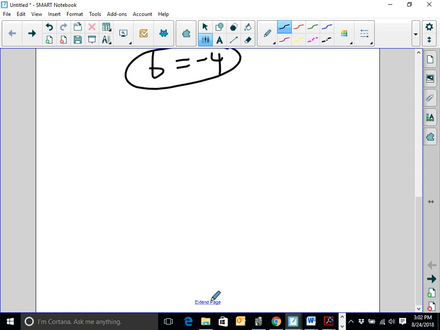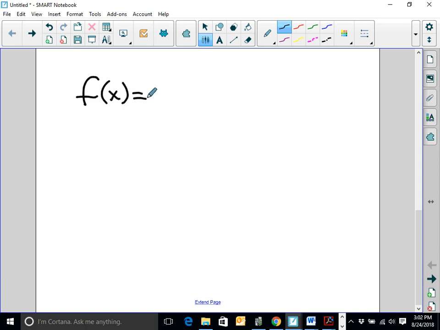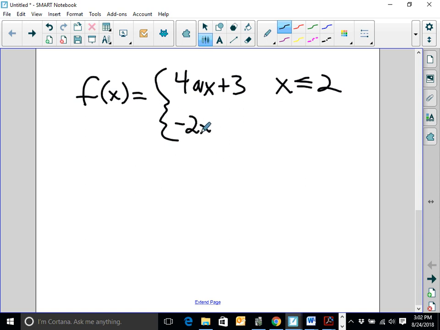Our next question is this. Here's our function. We've got 4ax plus 3 when x is less than or equal to 2, and we have -2x squared minus 1 for x greater than 2.